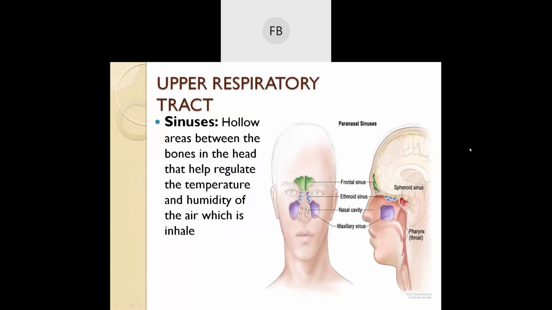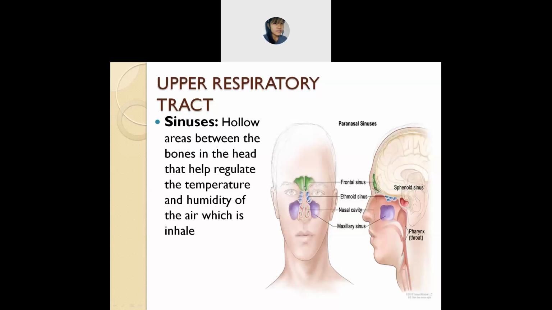Ma'am, explain again. Okay. So what happens here in the sinuses? Sinuses you'll find here. It is a frontal sinus, ethmoid sinus, maxillary sinus, and this is a sphenoid sinus. So what happens here? In the sinuses, you'll find that there is a hole in between the bones in the head. Makes sense? So the air, when you breathe in, the air will come and enter inside this hole.